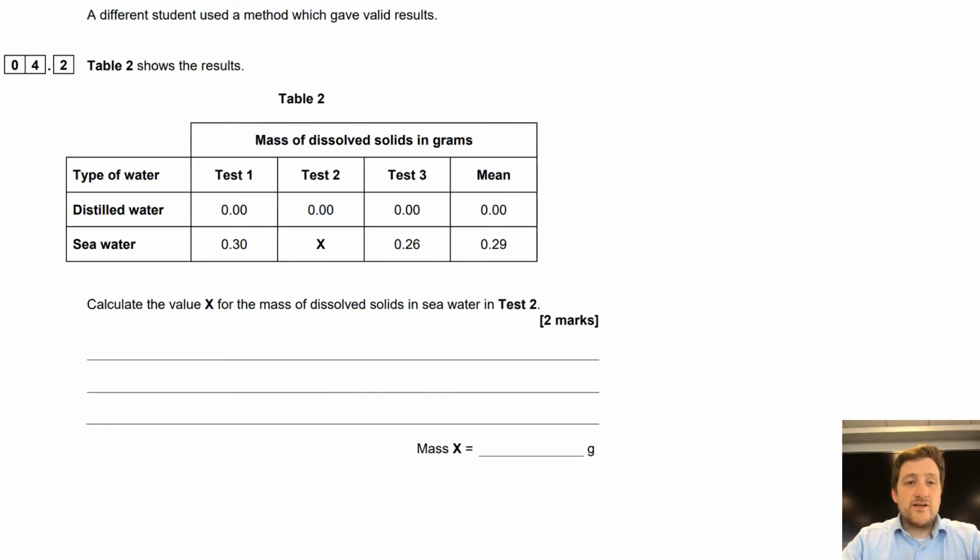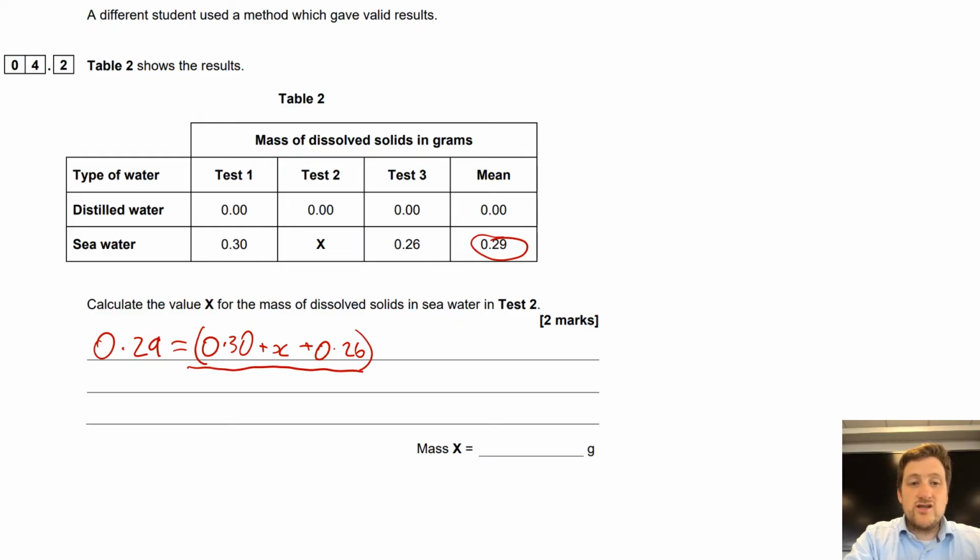And the next one, we've got this lovely table. It says calculate the value x for the mass of dissolved solids in test 2. Now you can see we've already got the mean, so it's not a mean question. We've got to work out one of the values that we used to calculate the mean. So if we do this from a mathematical point of view, almost as algebra, 0.29 equals 0.30 plus x plus 0.26, all three added together and divided by 3. So all we need to do is solve for x.